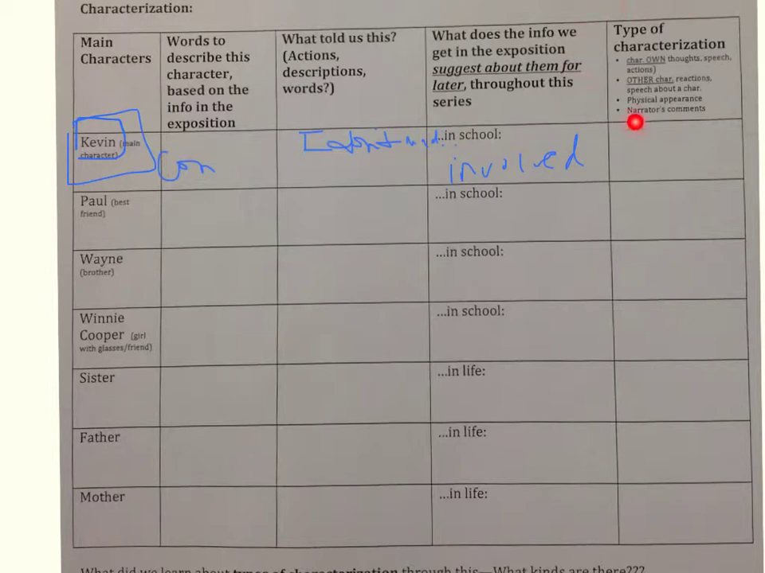Okay, and the last part says the type of characterization. Now, it tells us 4 different things that we can pick from. 1, is it the character's own thoughts, speech, or actions? 2, is it another character or some other person involved here? Is it their physical appearance, or is it a narrator's comments? So we have to go back and think. This confident, we said, I don't mind, and he says, I don't mind saying I was a pretty good little athlete. Now we have to think, which of these 4 types of characterization is this statement?